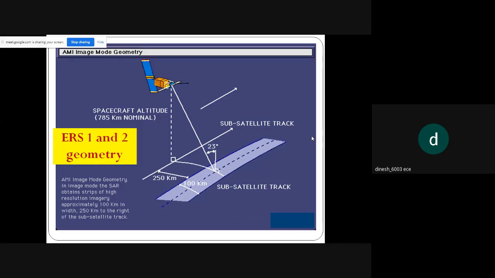So this is an example of the AMI image mode geometry of ERS-1 and ERS-2 for radar detection, in which the SAR mode obtains strips of high resolution images approximately 100 km in width and 250 km to the right of the sub-satellite tracks. So from the satellite, you can easily find out using your radar what the target is.